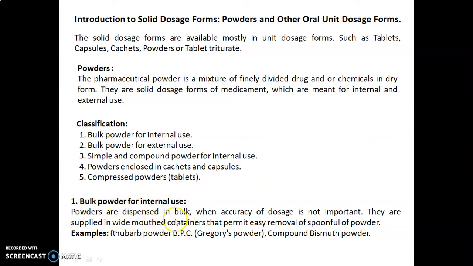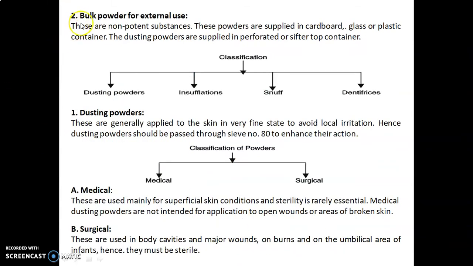Powders are dispensed in bulk when accuracy of dosage is not important. They are supplied in a wide mouth container that permits the easy removal of a spoonful of powder. Examples of bulk powder for internal use are rhubarb powder, BPC, that is known as Gregory's powder, and compound bismuth powder. Second one, that is bulk powder for external use.